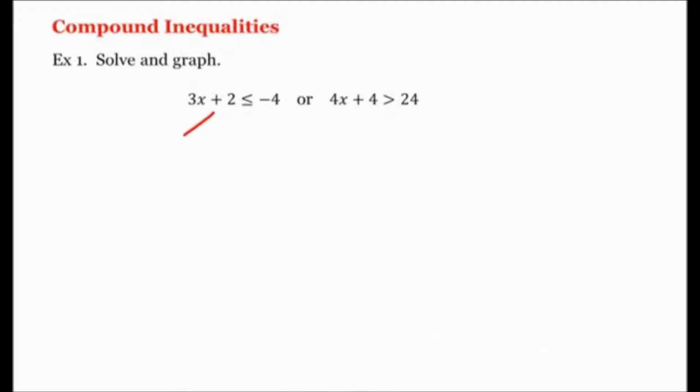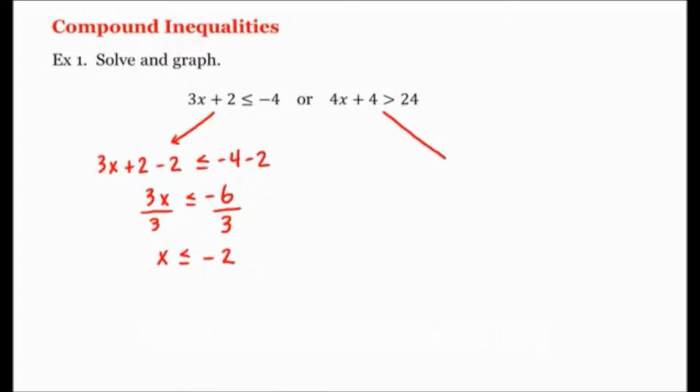So let's start with this first inequality here. We can begin by subtracting 2 from each side. Which gives us 3x is less than or equal to -6, because 2 minus 2 is 0. Now dividing both sides by 3, and 3 is a positive number, so this inequality will not flip. It gives us x is less than or equal to -2.